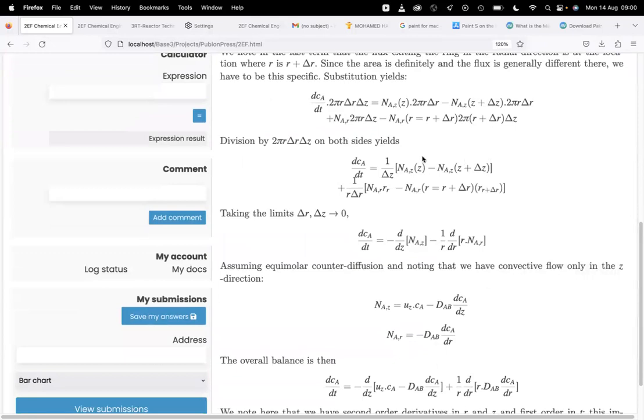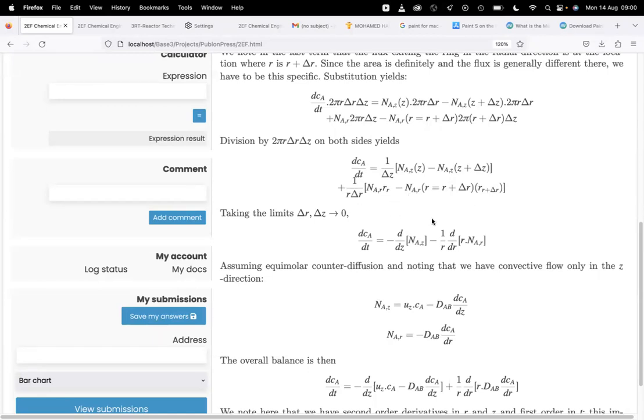But of course, we'd like to write this more compactly and more usefully in a form that we can solve. So what we can do first is just divide both sides by this factor, 2 pi R delta Z. And we can see that 2 pi R delta Z can vanish in both these terms. So both the axial terms easily get rid of this, leaving us with just a 1 over delta Z. And so we've got here NAZ minus NAZ at Z plus delta Z. So that's the axial flux.